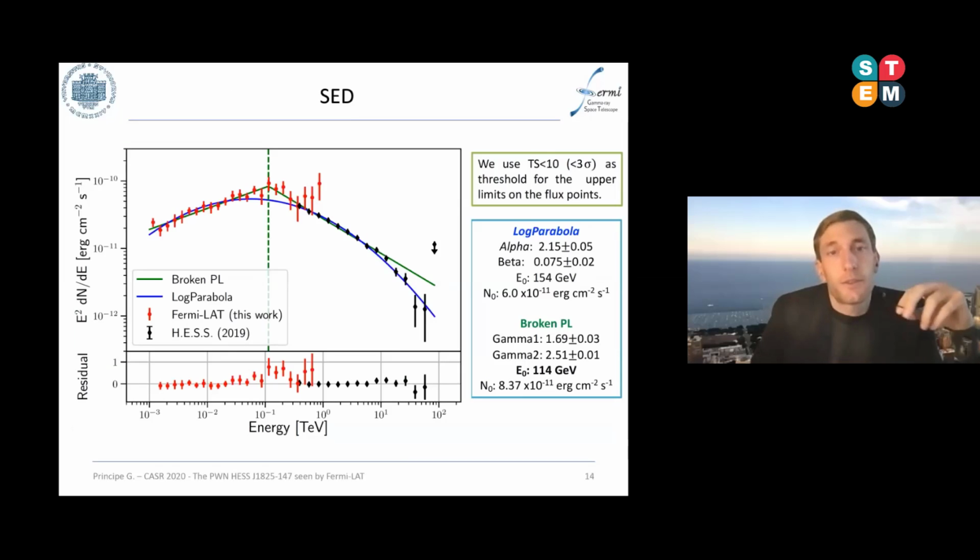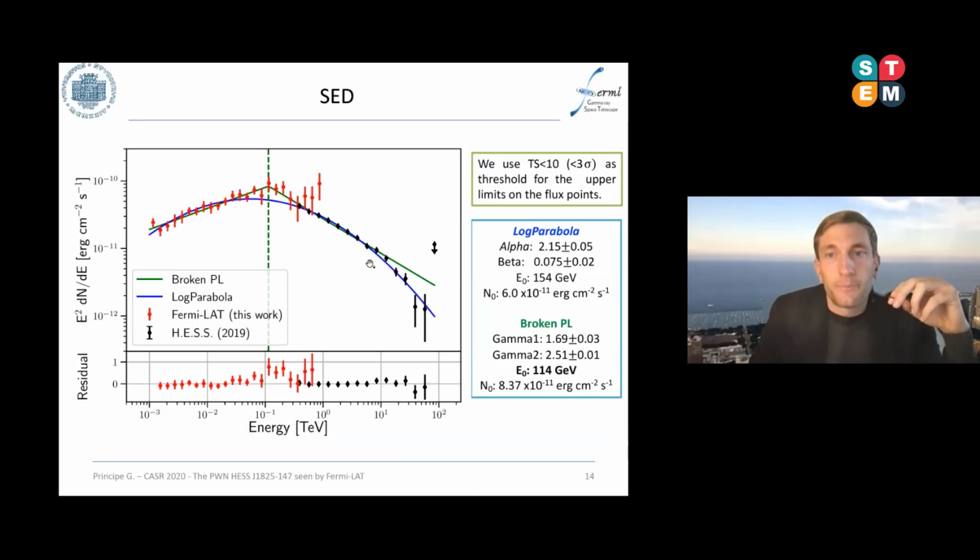Coming also to the spectra, we compare the spectra that we found, here with the red points, with the H.E.S.S. spectra, in order to detect the energy break, so the energy at which we think the electrons start to cool. We expect that the electrons are accelerated up to such energies, and then the cooling mechanism starts to dominate over the acceleration.